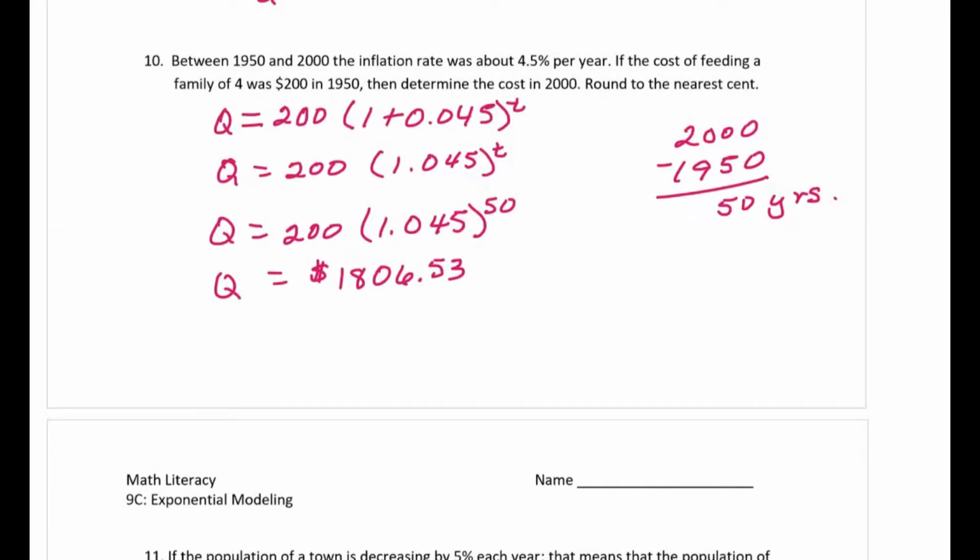Problem 10, between 1950 and 2000, the inflation rate was about 4.5% per year. If the cost of feeding a family of 4 was $200 in 1950, then determine the cost in the year 2000, round to the nearest cent. I want you to pause the video and see if you can try to do this problem on your own, and then come back and check your answer. And there is your answer for problem 10.